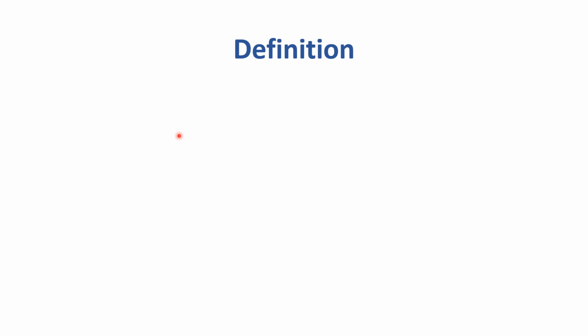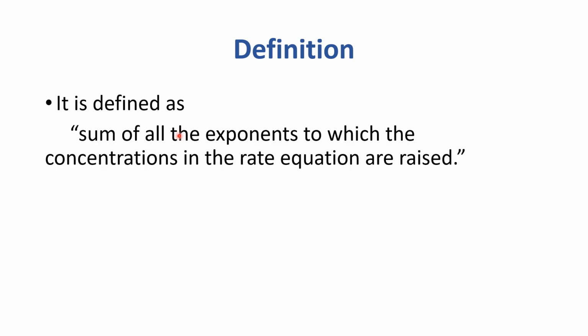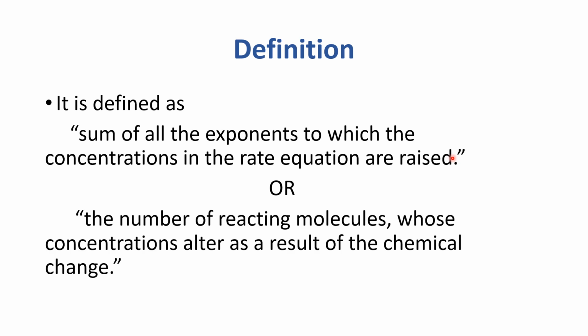Let's define the order of reaction. It is defined as the sum of all the exponents to which the concentration terms in the rate equation are raised, or the number of reactant molecules whose concentrations alter as a result of the chemical change.